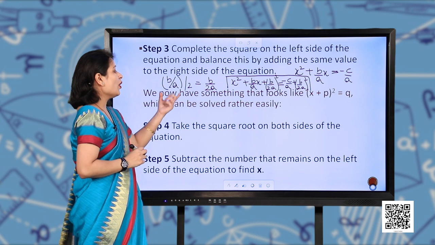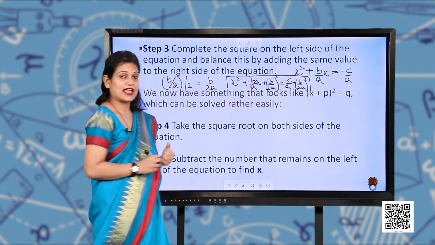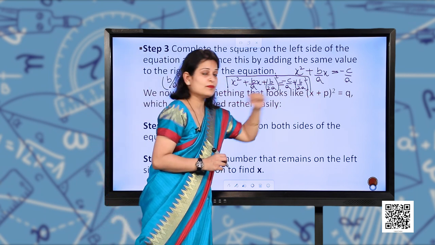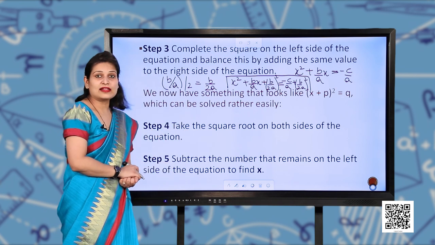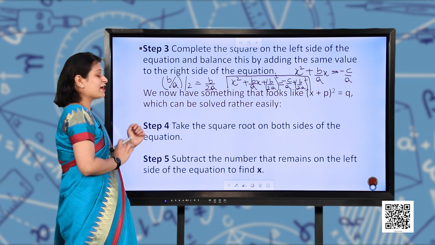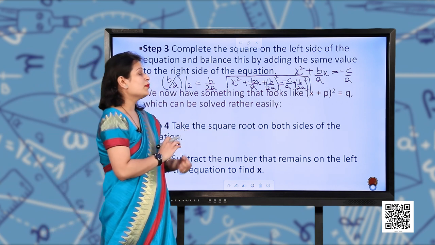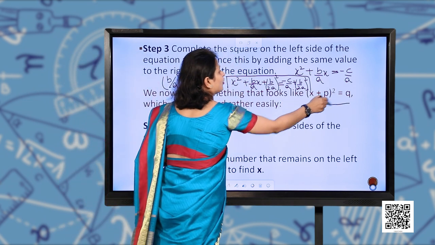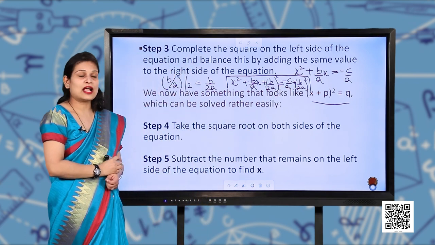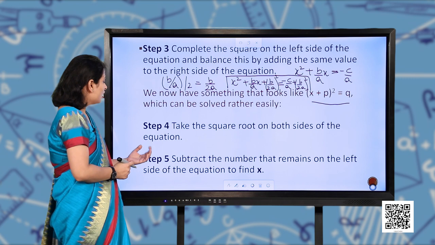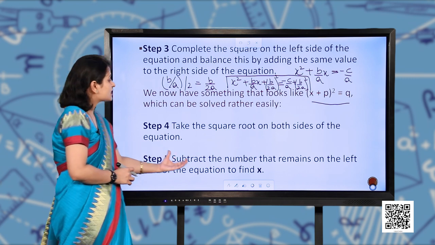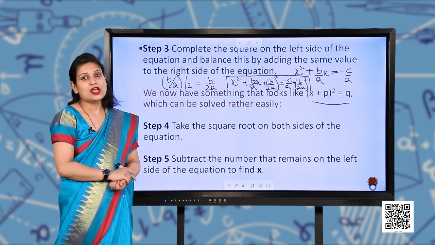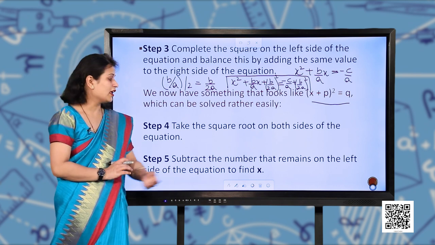Now it will look like x plus p whole square is equal to q, which can be solved rather easily. Now what will we do in step 4? Take the square root on both sides of the equation. As you have this kind of equation, you can take the square root of it. In step 5, what will you do? Subtract the number that remains on the left side of the equation to find x. So we can easily find the value of the variable x here.